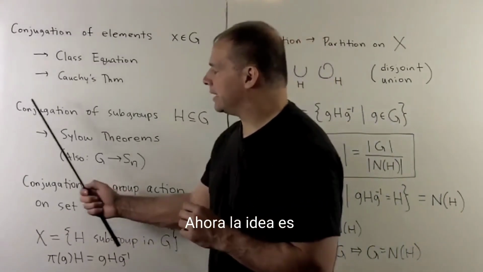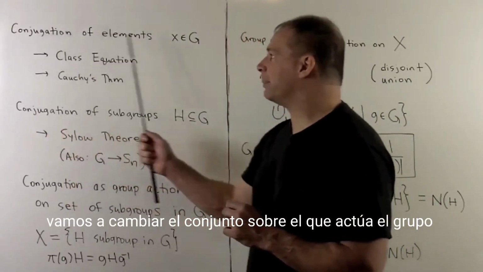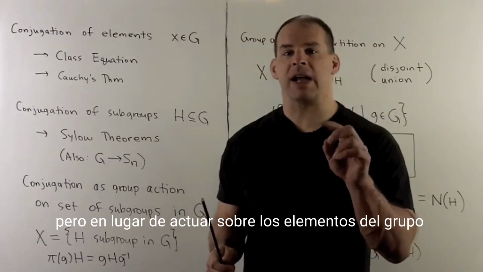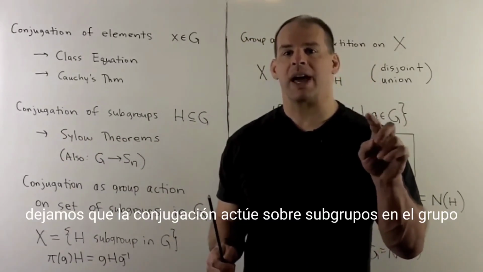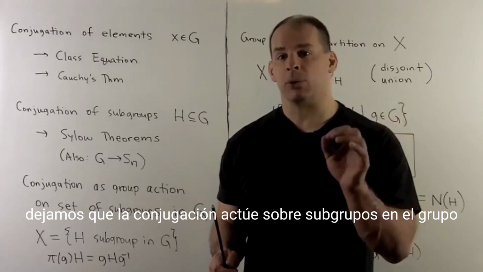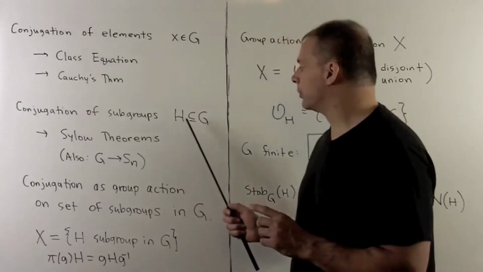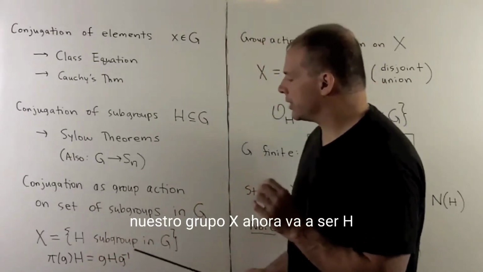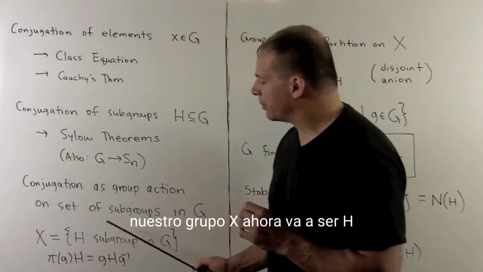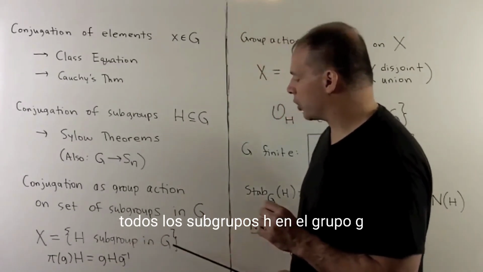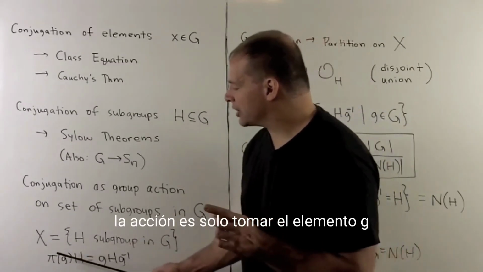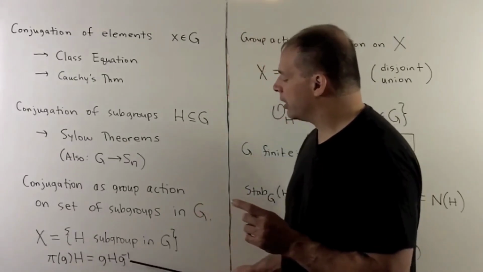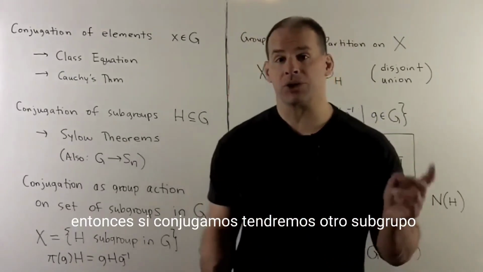Now, the idea is we're going to change the set that the group acts on. So we're still going to have conjugation, but instead of acting on elements in the group, we let conjugation act on subgroups in the group. With this group action, our set X is now going to be all subgroups H in our group G. The action is just to take the element g and the subgroup H and conjugate. So if I conjugate, we get another subgroup.